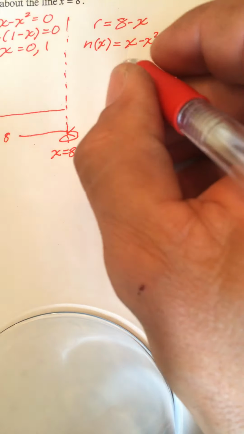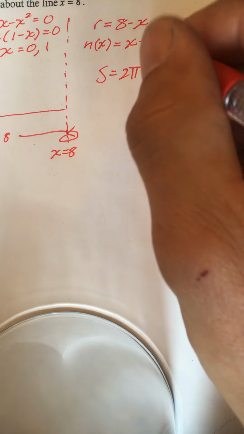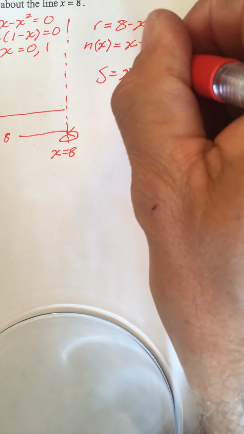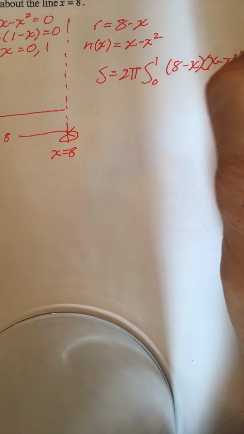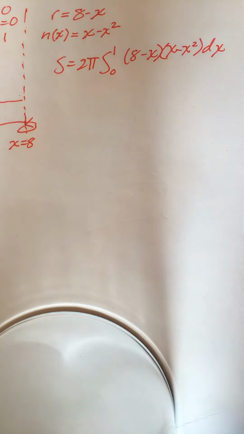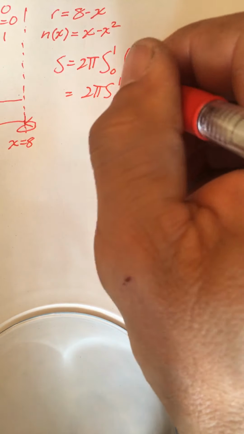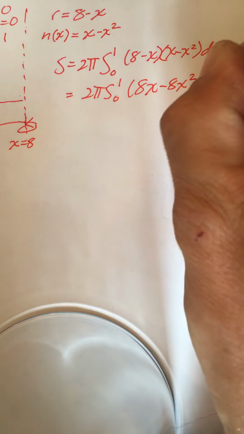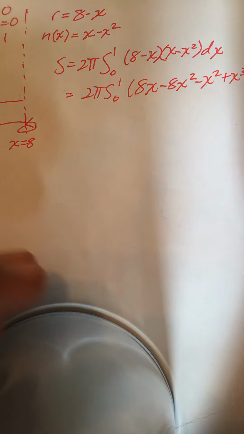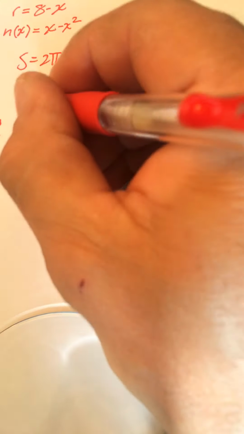We can come over here. We're going to set up our integral, which is going to be 2 pi. We're going to run everything in terms of x, so it would be from 0 to 1. And it's going to be our radius times our height with respect to x. So we're just going to use some old-fashioned algebra. We're going to FOIL this guy. First, outer, inner, last, and that gives us 8x minus 8x squared minus x squared plus x cubed with respect to x. Now we're ready for some calculus.